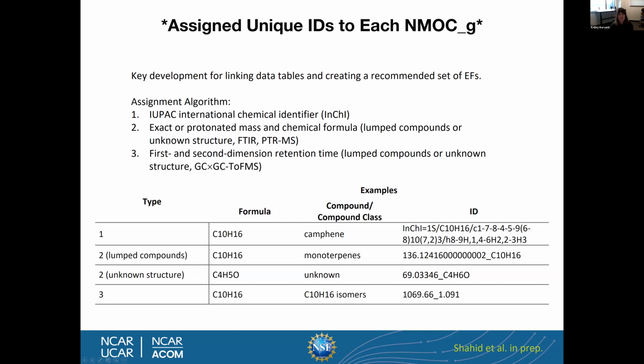And here are just some examples. The type refers to my list up above, right? So you have this formula. In the case of camphene, you know what it is, you can assign an InChI. We have monoterpenes broadly, we don't know what monoterpene it is, so it's given the exact mass plus the formula. Same thing here, now this is an unknown C4H5O. We can't assign it to a compound or compound class, but we can give it an ID. And then this would be the 2D GC example formula. These are a group of isomers, and so it's just the first and second dimension retention time.